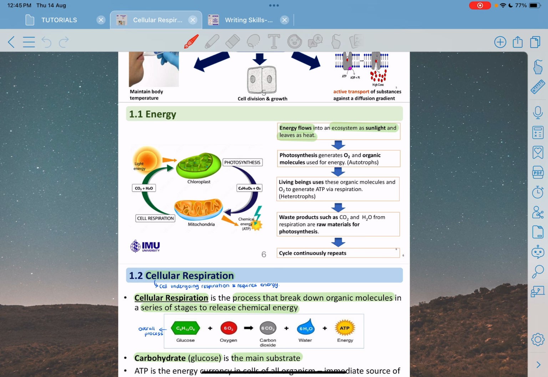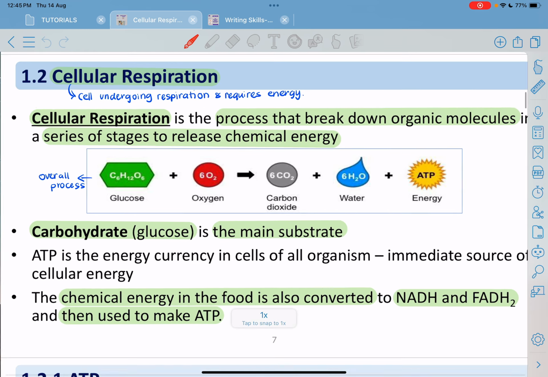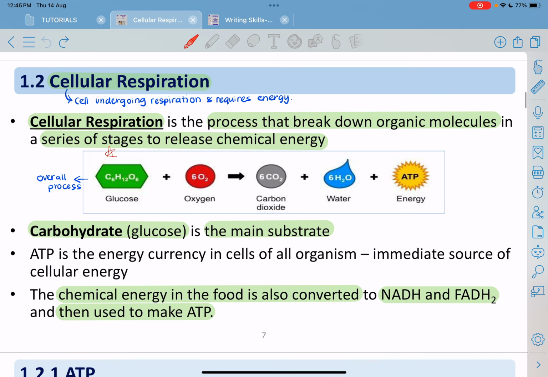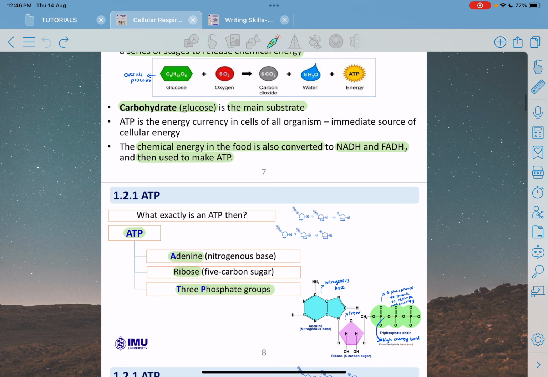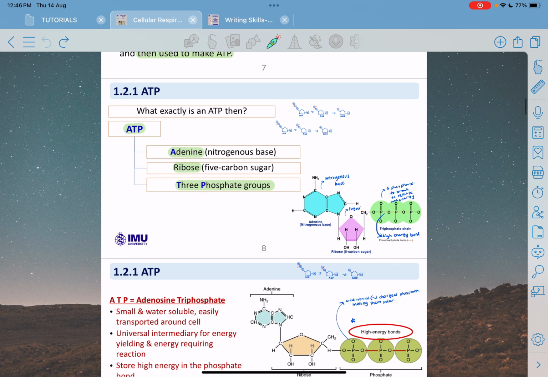This one is energy. This one you read by yourself. This one is very important, because this is the basic overall process. But inside the process there is also another process. That's why we need to learn glycolysis, Krebs cycle, link reaction, whatsoever. Okay, carbohydrate or glucose is the main substrate. What's the function? What exactly is ATP? This one you need to know. This one very important. They might ask.